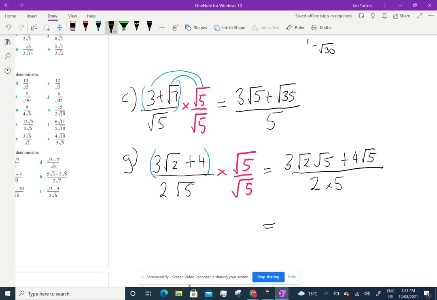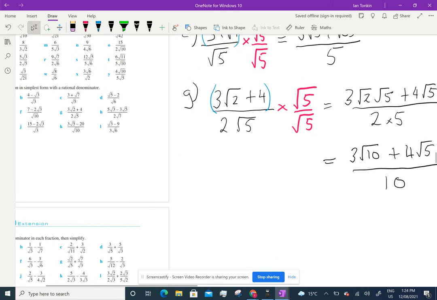Well, 3 root 2 times root 5, that's root 10. 4 root 5, can't do anything with that. 2 times 5, 10. Now, be very careful. Some of you will be tempted to cancel there and there. No, you cannot, because they're not multiplied. If you're going to try and cancel, you've got to cancel out of both things on top, and there's no number that goes into 3 that goes into 10. So you have to leave G like that. Okay.